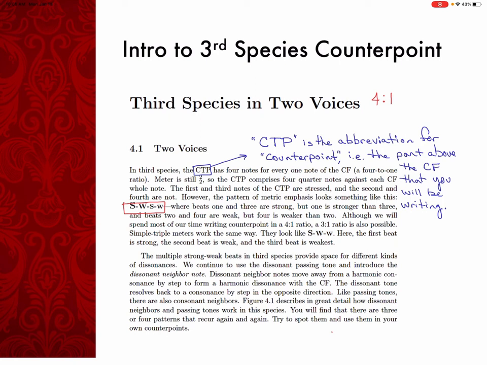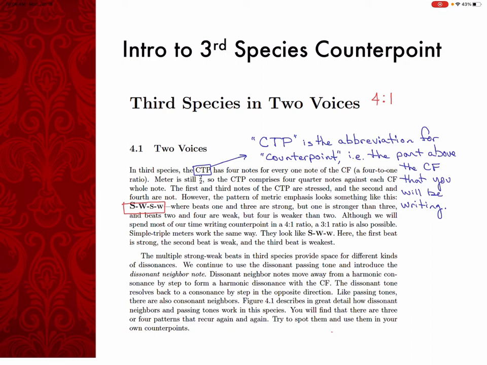I am glad that we did the review of first and second species together because now it's fresh in your mind as we go into third species counterpoint. Now this is a 4-to-1 relationship. So the part you're going to write probably will be in quarter notes while the bass note, the cantus, will be a whole note, and it will be in 4/4 time.